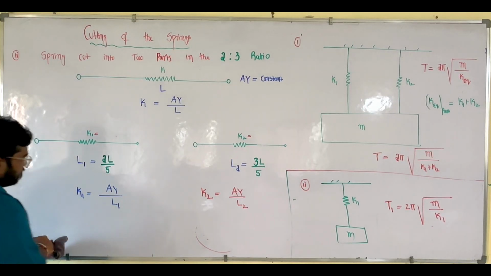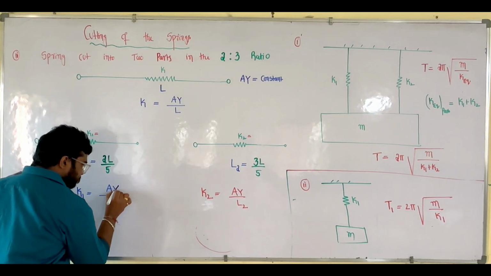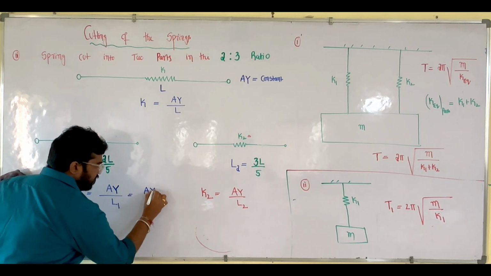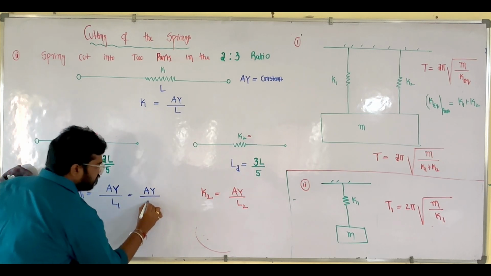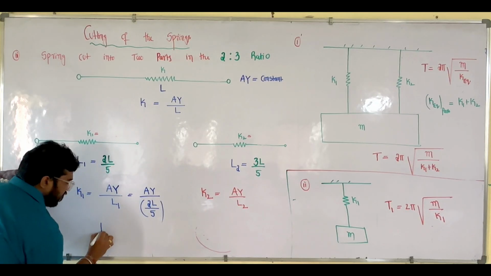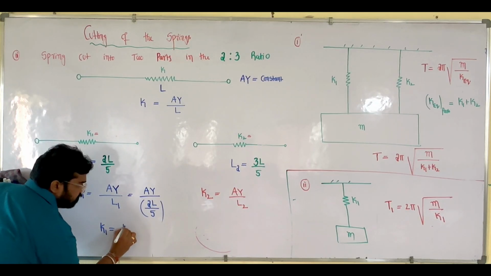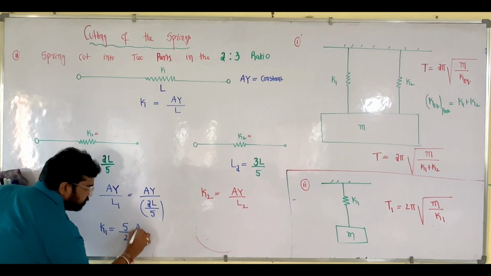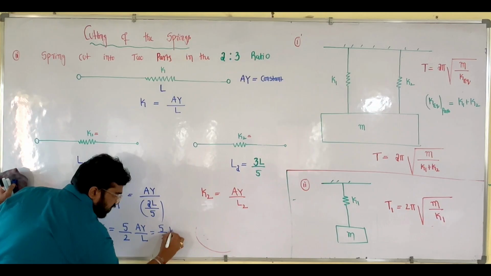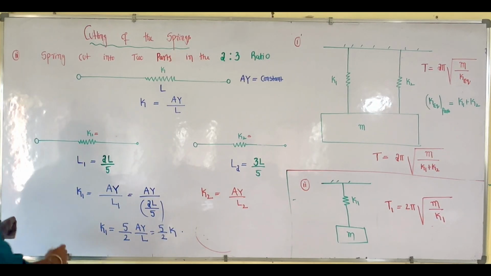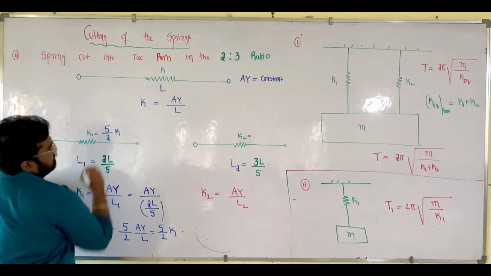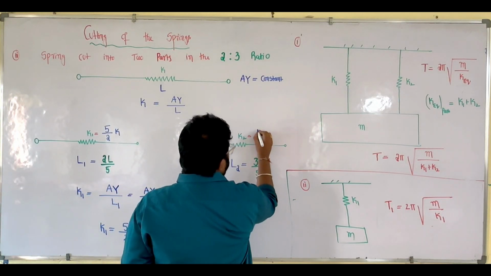Clear? Then what will happen to this? AY by L1 is equal to how much? 2l/5. Then K1 is equal to how much? 5/2 into AY by L, that is 5/2 K. Similarly for the other part, AY by 3l/5 gives 5/3 K.